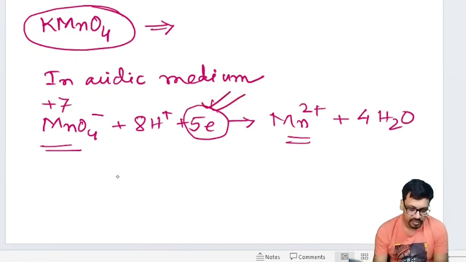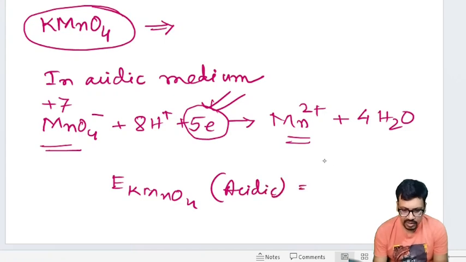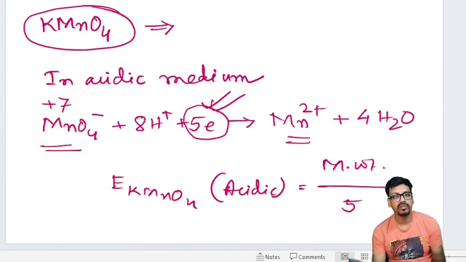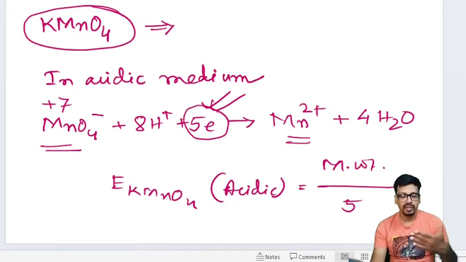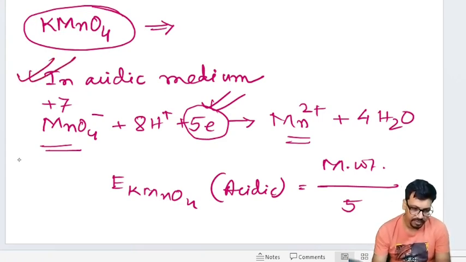So what is the equivalent weight? The equivalent weight of KMnO4 in acidic medium is the molecular weight of KMnO4 divided by 5. According to the definition of equivalent weight, if we divide the molecular weight by the number of electrons transferred, then we get the equivalent weight. So this is in the acidic medium.